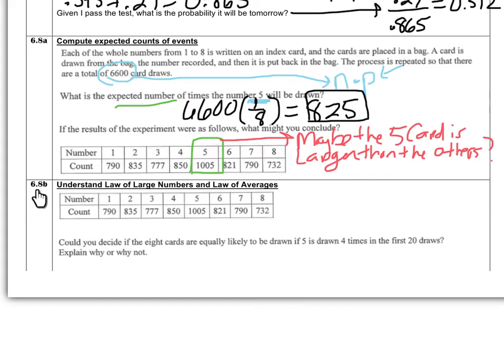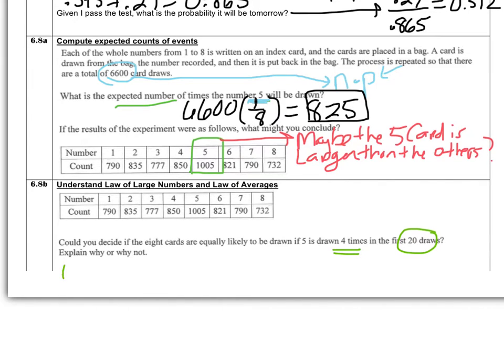Let's go to 6.8b, which is understanding the law of large numbers and the law of averages. We're going to piggyback off the exact same question, and here it is. Could you decide if the 8 cards are equally likely to be drawn if the 5 is drawn 4 times in the first 20 draws? So let's actually do this. What we might want to do is come up with what the expected count was. What we know is that they said in 20 draws it actually happened 4 times. So what did we expect to happen?